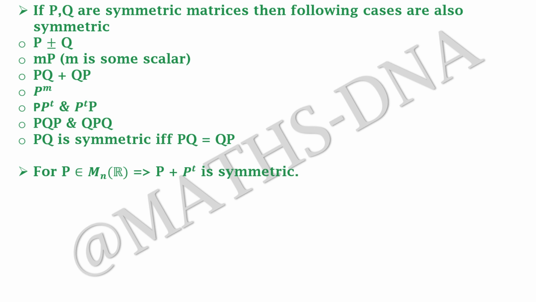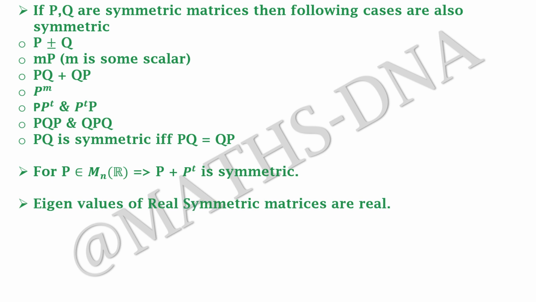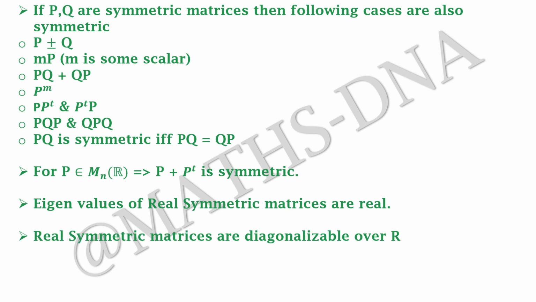Then for some P belonging to M_n(R), it implies that P plus P transpose is always symmetric. Now the eigenvalues of real symmetric matrices are always real, and real symmetric matrices are diagonalizable over R, the set of real numbers. This is a very important property. You must note it down.